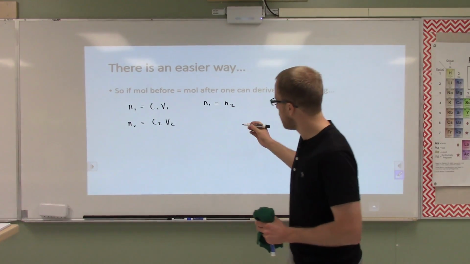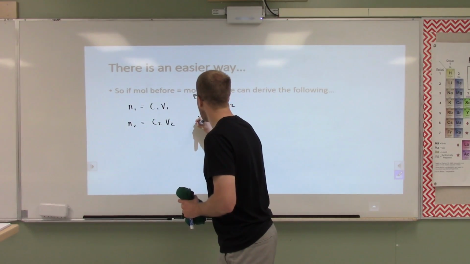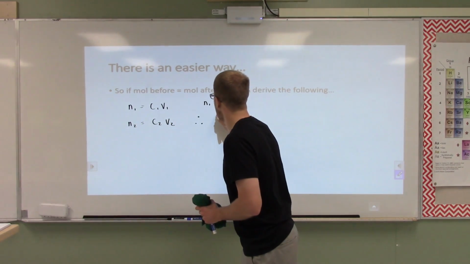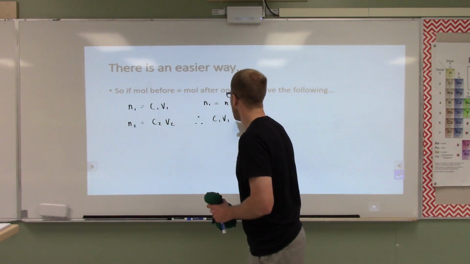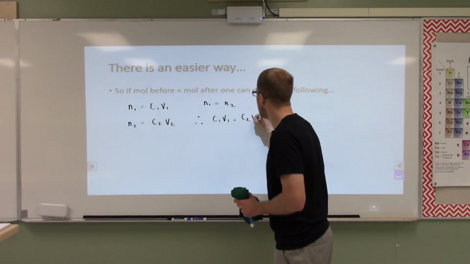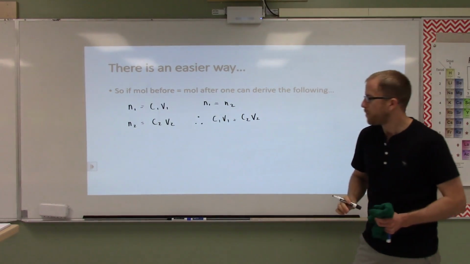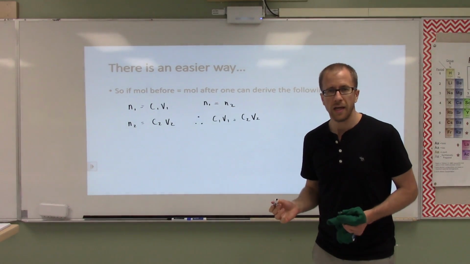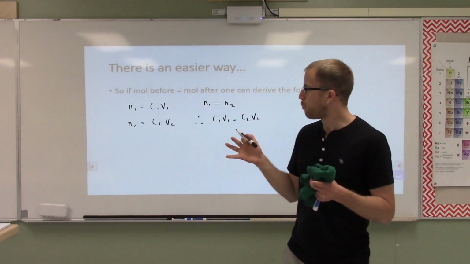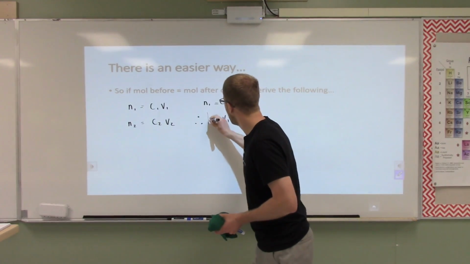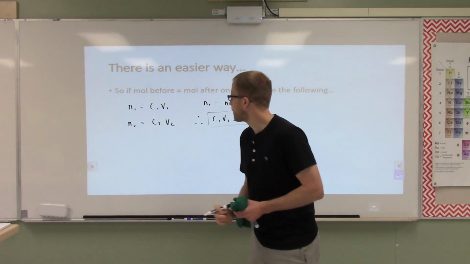Therefore, we can say that N1 is equal to C1V1, and N2 is equal to C2V2. This here is going to be your dilution equation. If you are given a dilution problem, you can use this equation to solve.